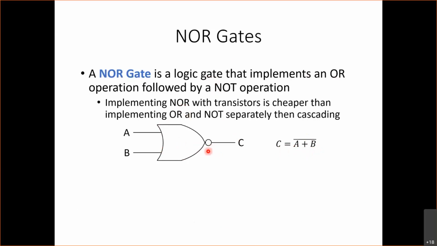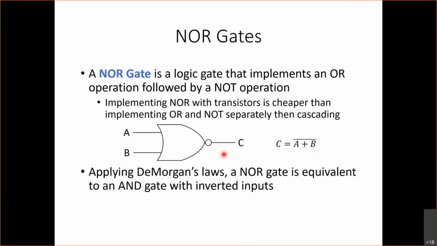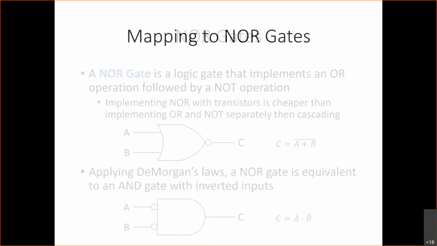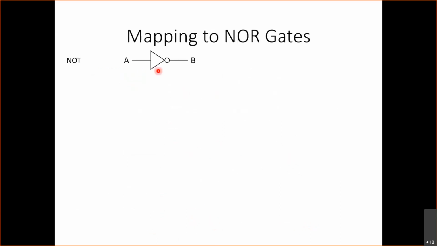And just like NAND gates, implementing a NOR gate is cheaper than implementing an OR gate followed by a NOT gate. Okay, and if we apply De Morgan's law to a NOR gate, C equals (A or B) inverted is equivalent to C equals NOT A and NOT B. So a NOR gate can also be drawn like this. It can be drawn as an OR gate with an inverted output, or it can be drawn as an AND gate with inverted inputs.